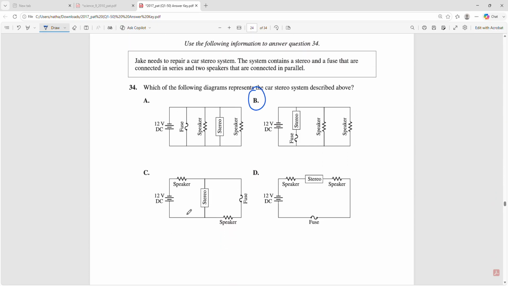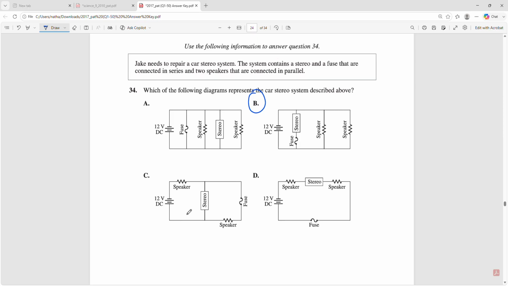Okay, next one. Jake needs to repair a car's stereo system. The system contains a stereo and a fuse that are connected in series and two speakers that are connected in parallel. So let's pick this apart.